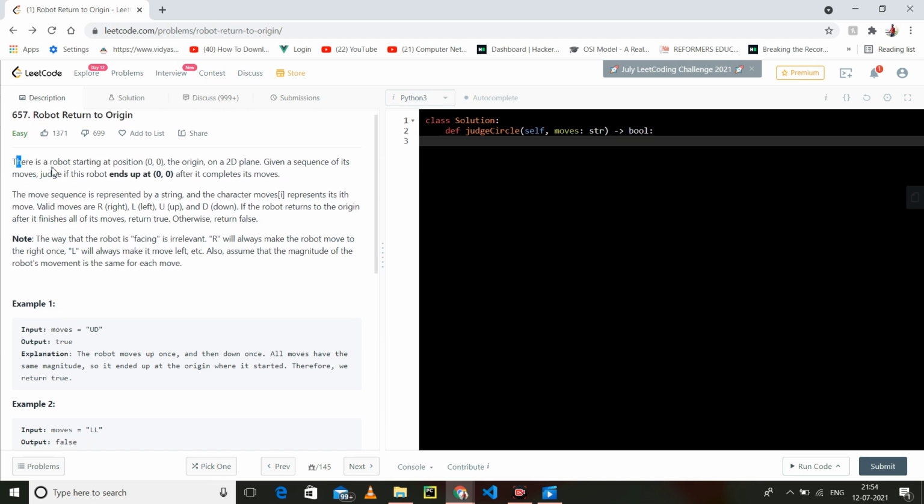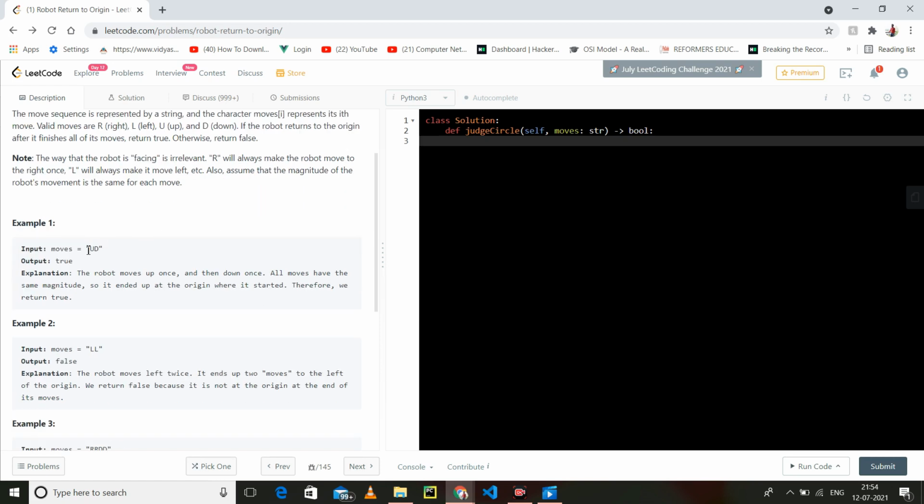Let's read. There is a robot starting at 0,0. This is the origin on a 2D plane, and the robot can move right, left, up and down. If the robot returns to the origin after it finishes all the moves, return true. Okay, so these are the moves which the robot has to make.